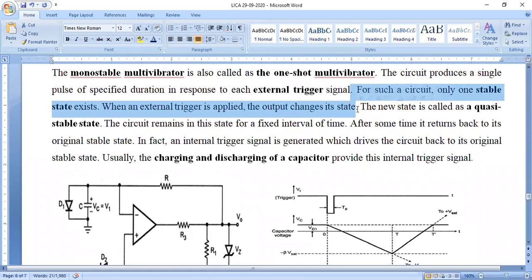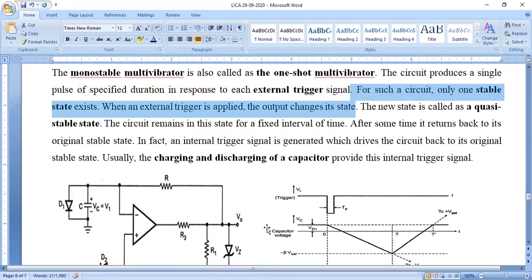So the monostable multivibrator has only one stable operating region, because after the stable condition, the output is converted into a quasi-stable state. That means after the output swings from positive saturation to negative saturation, the output of this monostable multivibrator will again reach a quasi state. What is meant by quasi state? We analyzed it in the previous class. Quasi state means the temporary stable state.